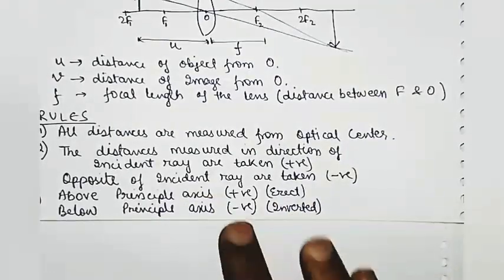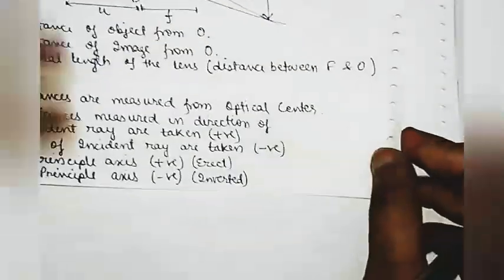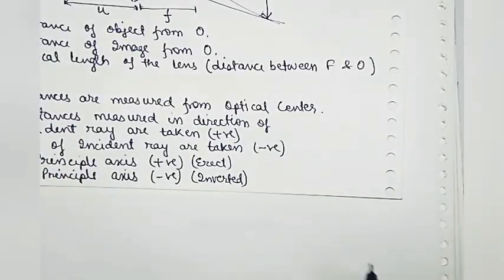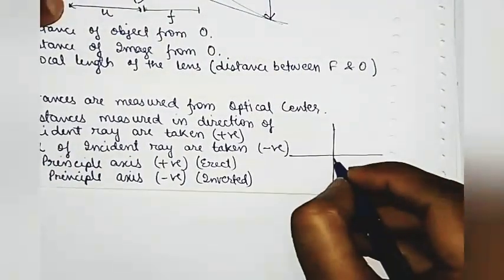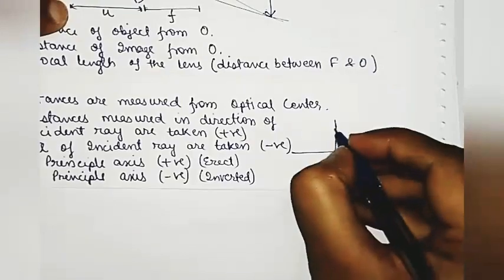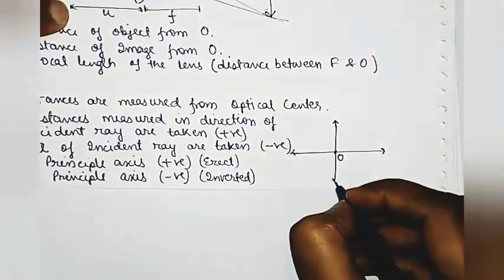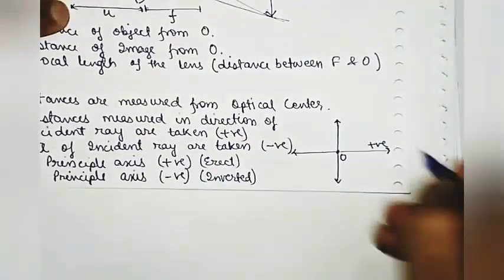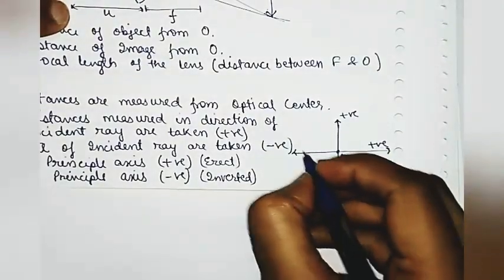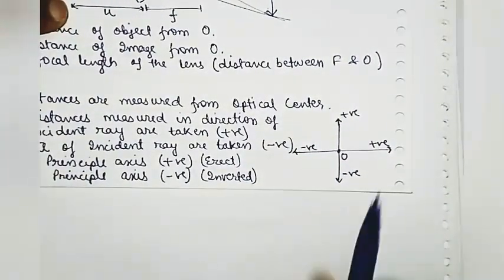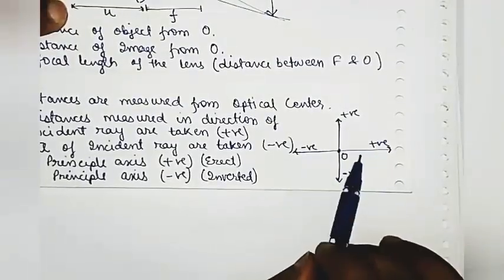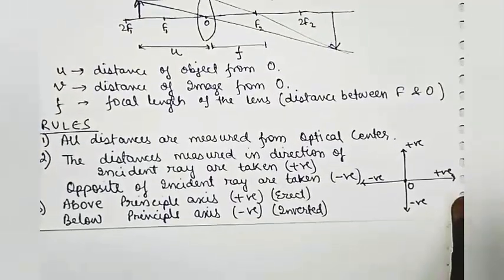These rules are based on the Cartesian coordinate system that you have already learned in maths. Like this one, this is the center, this is the x-axis, and this is the y-axis. This is the positive x-axis, and this is the positive y-axis. This is the negative x-axis, and this is the negative y-axis. As you have learned this Cartesian coordinate system, same type of rules, same conditions are followed here also.